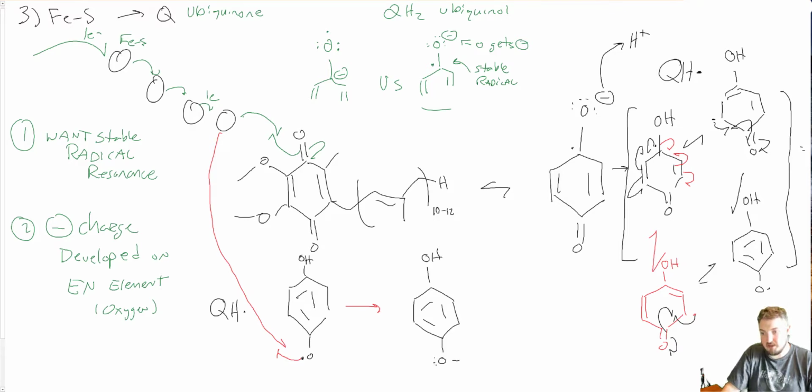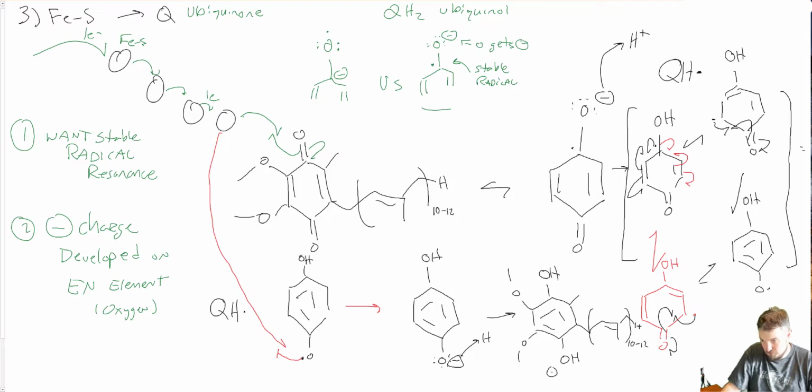And what do we see when we get oxygen with a negative charge? We usually attack a hydrogen. So we're going to form the QH2, or ubiquinol form, of this cofactor. And again, all this stuff is still on there. QH2. Great. Okay. So keep in mind that that's what's going on here.